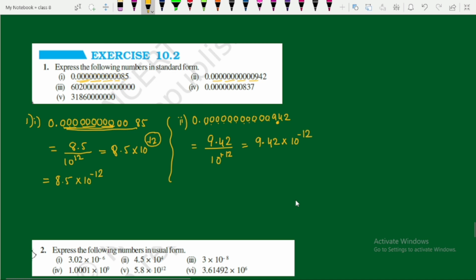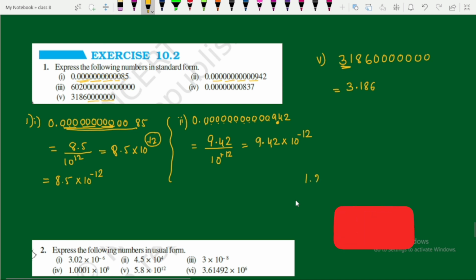Now we'll see question number 5. The third and fourth you can do as homework. Question number 5 is 31860000000, with 7 zeros. Standard form means the decimal point is between 3 and 1, so we want 3.186. You know this already.